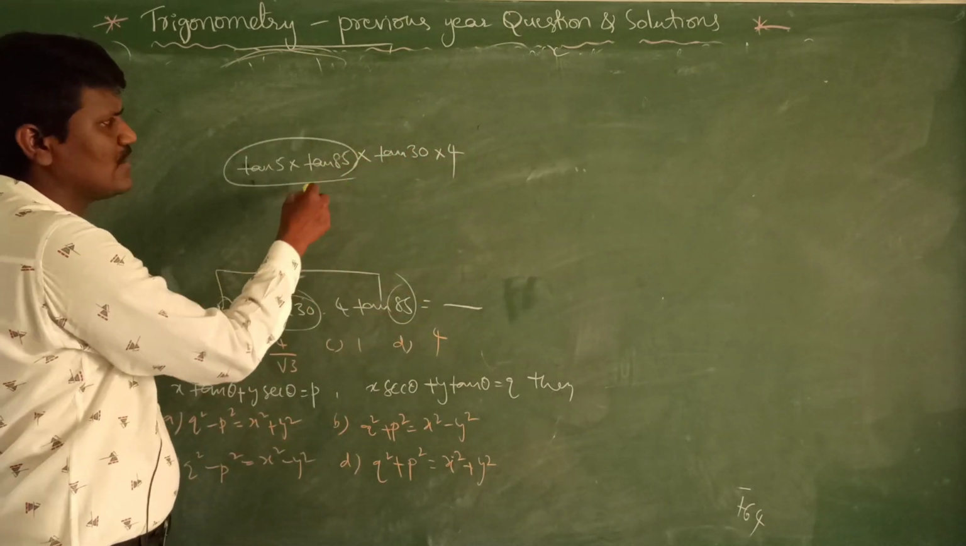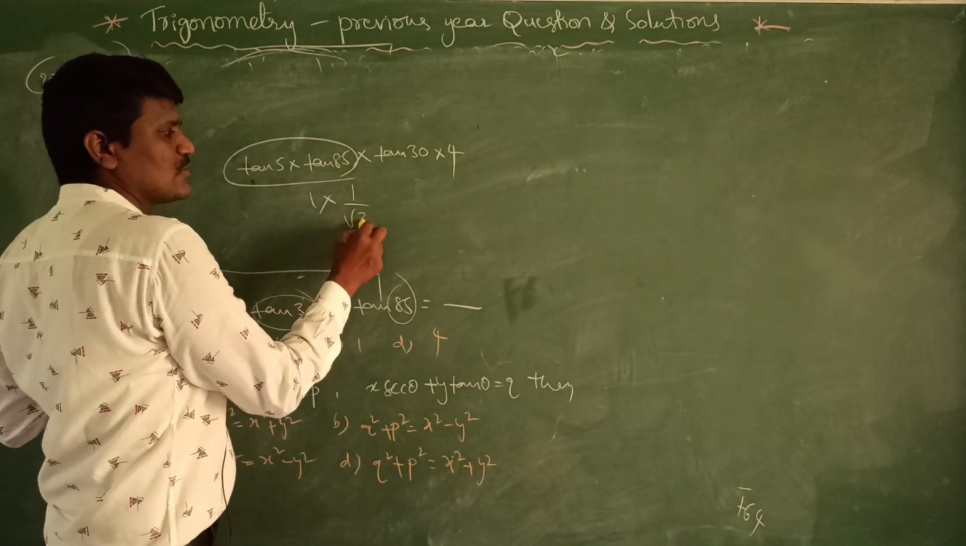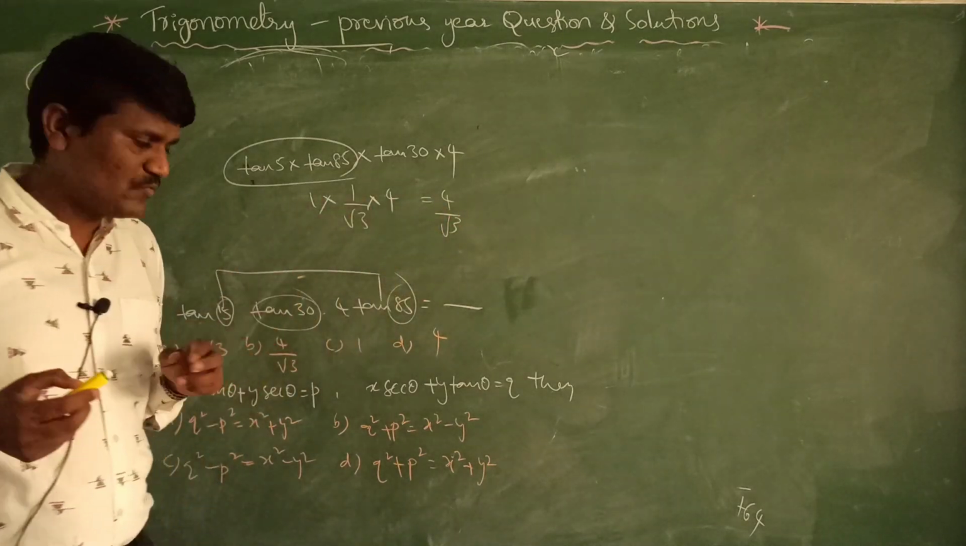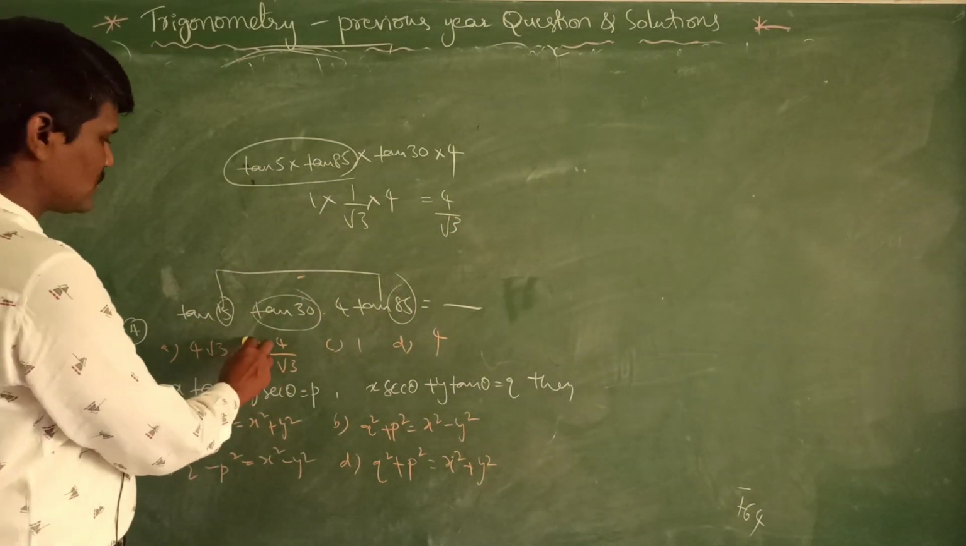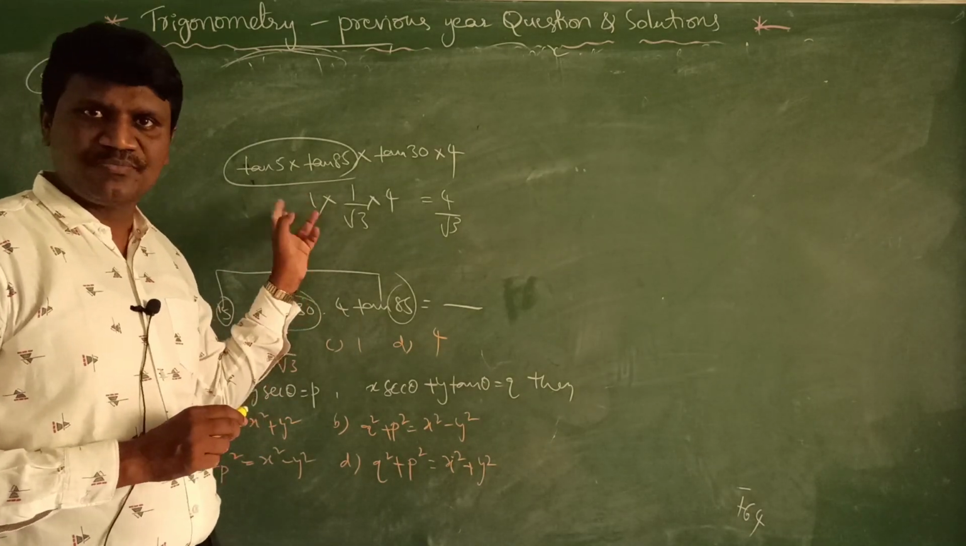So this is anyway 1. Tan 30 value we know, tan 30 value is 1 by root 3 into 4. So 4 by root 3 is the answer. Yeah, 4 by root 3 is the answer. So I hope you understand this problem also.